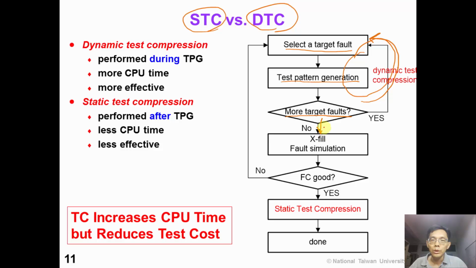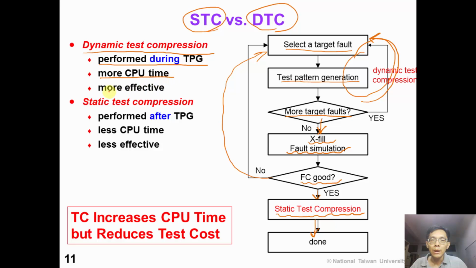At that time, we leave this loop and perform X-filling. X-filling fills all the don't care bits in the pattern, and we perform a fault simulation. If the fault coverage is not good enough, we go back to select the next target fault. If the fault coverage is good enough, we leave the loop and perform static test compression, and then we are done. During this process, we can see that dynamic test compression is performed during the test pattern generation process.